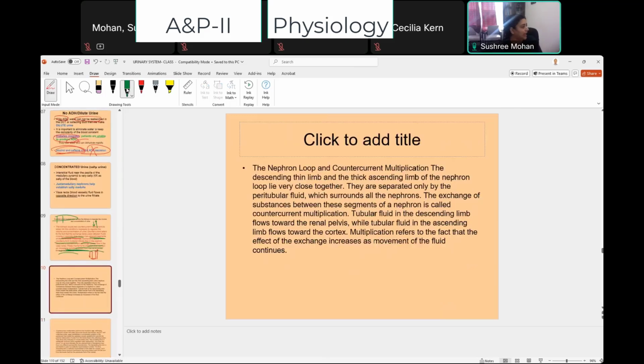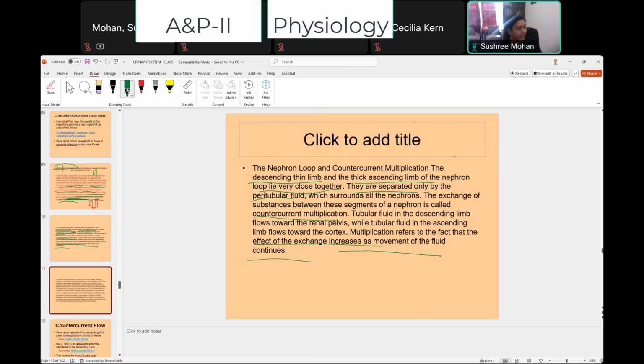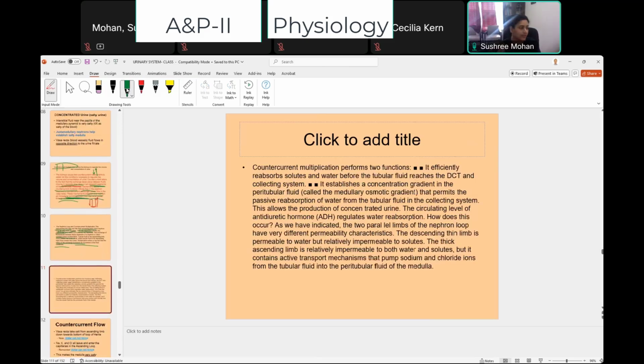So the nephron loop and countercurrent multiplication: the descending limb and the thick ascending limb lie very close together. They're separated only by peritubular fluid, which surrounds all the nephrons. The exchange of substances between these segments of the nephron is called the countercurrent mechanism. It refers to the fact that the effect of exchange increases as movement of the fluid continues. The more fluid gets in and is reabsorbed or secreted, this multiplier continues working.